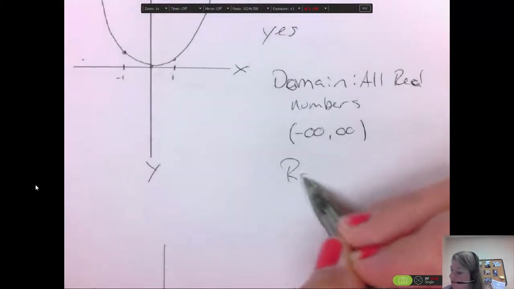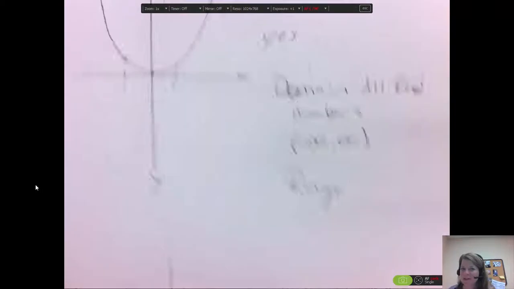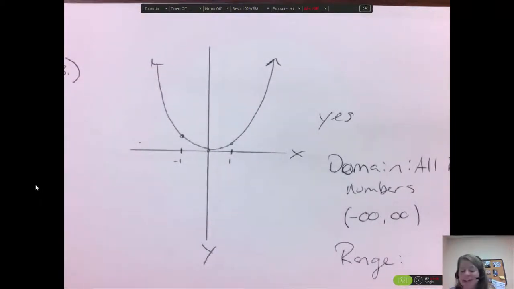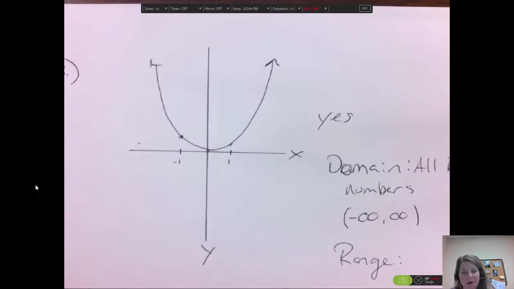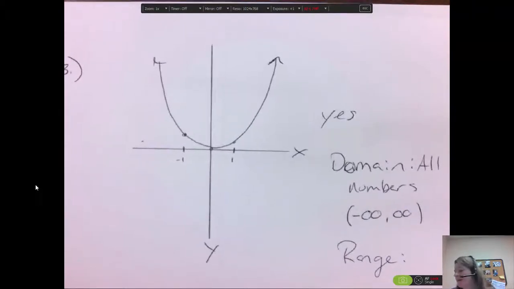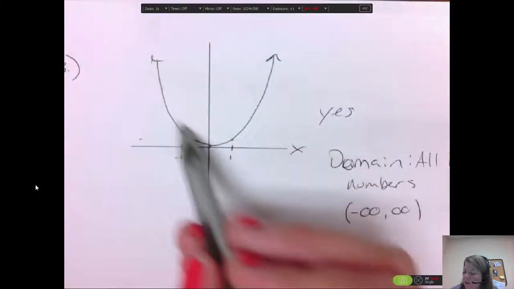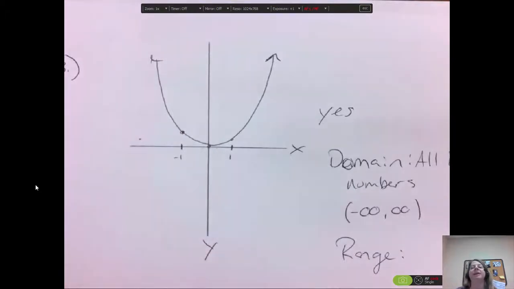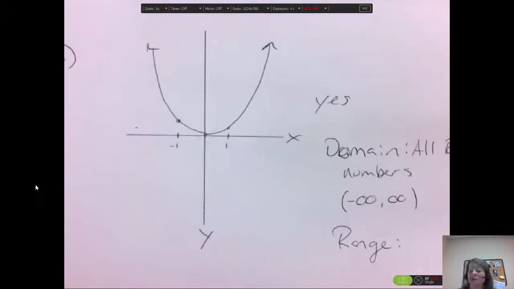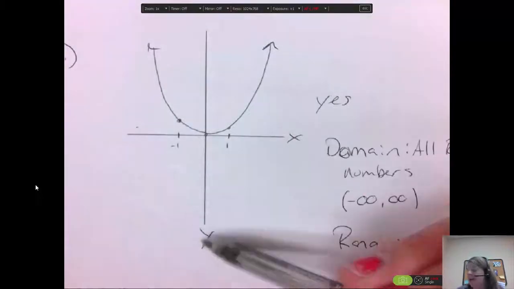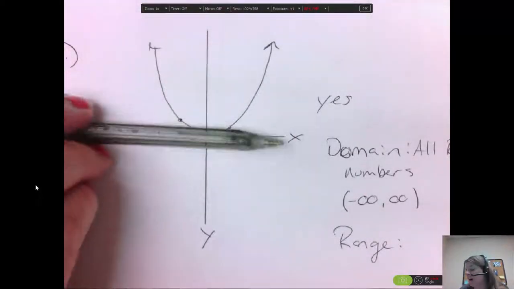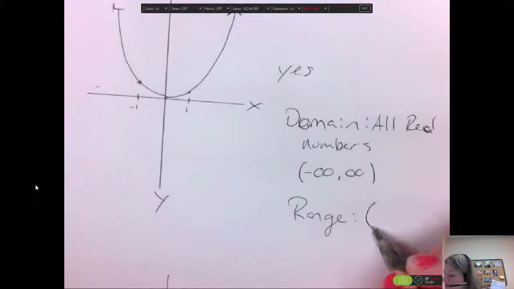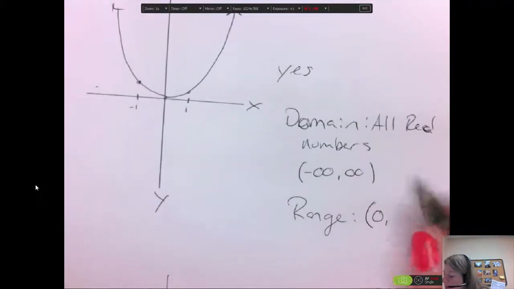Let's look at the range though. The range is restricted. This is a graph of a typical x squared. You actually cannot get negatives when you square something. So you can see that all the values are above 0 on the y. So you have to state that in your range. Here's my y, right? And the graph starts above 0 and then keeps going forever. So the range is going to be restricted from 0 to infinity.